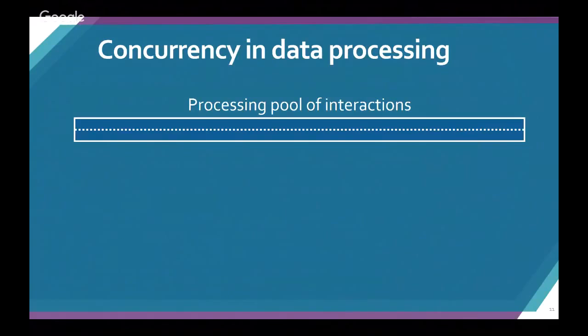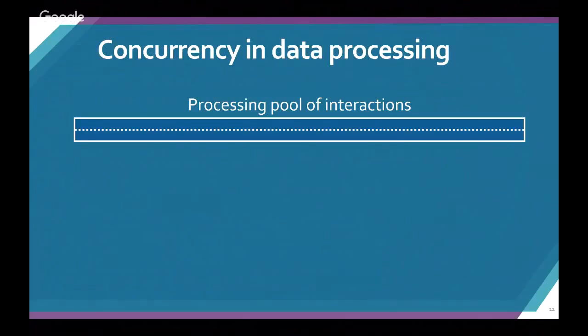Well, here's an example of how XDB handles concurrency internally. When XDB registers interactions, it saves them to the collection database, and the processing servers will process interactions. But how will they process them? What if there are thousands of interactions every minute?